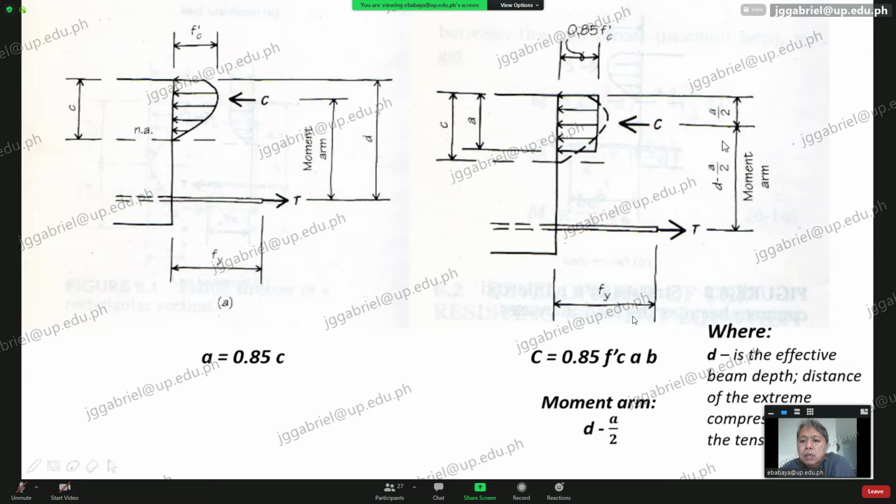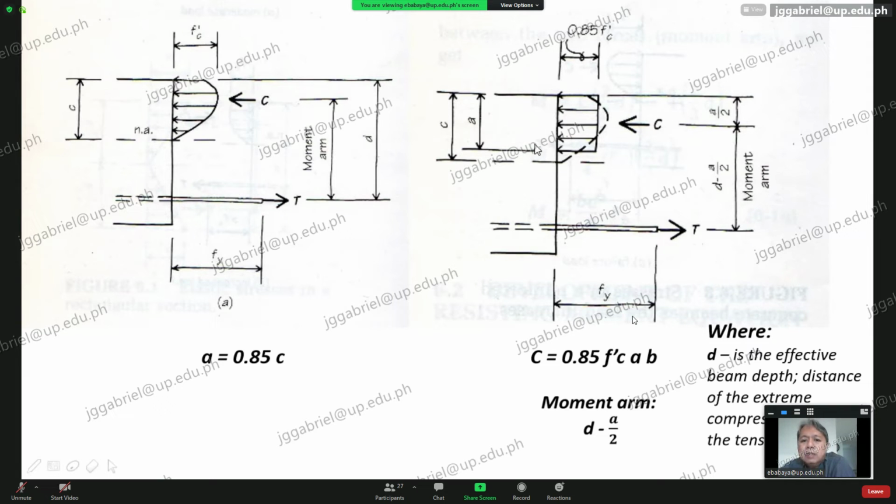So having this as your total D, by the way, total D would be the distance of the center line of your reinforcement up to the outermost surface of the compression side. So in this case, this is our D, the distance of the center line of your tension reinforcements to the outermost surface of the compression side. This is the compression side.